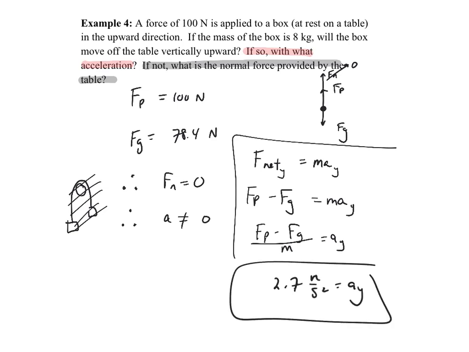And you're going to notice more and more that I'm not going to do the tedious math in front of you. I'm going to allow you to recognize what you need to do. This is 100 minus 78.4, all divided by the mass. Mass is 8. So our answer validates our statement. Acceleration is positive because the upward force exceeds the downward force. The answer validates our statement from earlier.